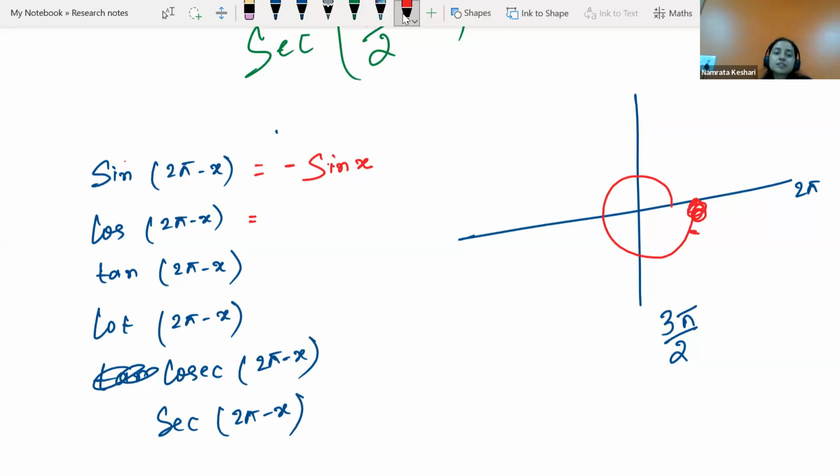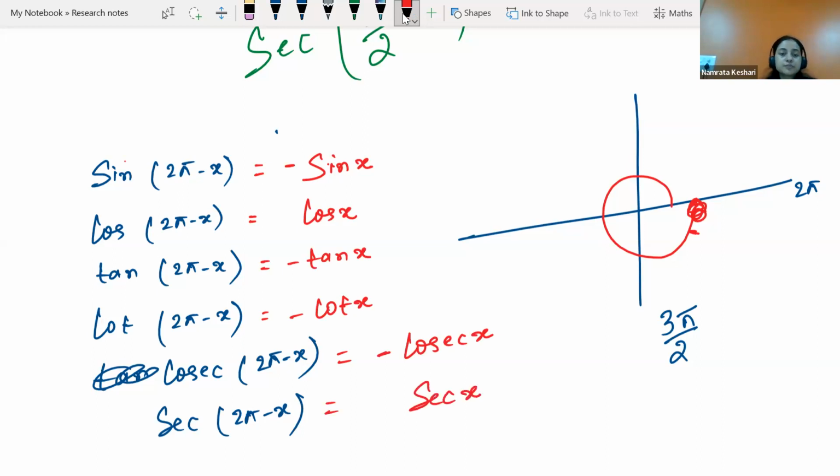Cos of 2 pi minus x will be cos x. Positive or negative? Positive. Tan will be positive or negative? Negative. Cot will be negative. Cosec will be cosec only, positive or negative? Negative. Perfect. Sec will be sec only, positive or negative? Positive.